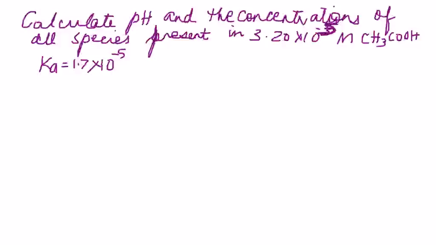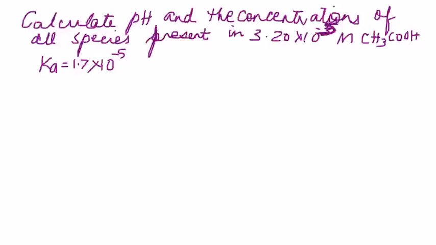Now recall, typically whenever we try to solve the ICE problems for weak acids, we end up using an approximation. And I told you in class that once in a while you might be given initial concentrations that are low enough that you will not be able to use the approximation, and you will end up solving the quadratic. So let's take a look at the steps one more time.